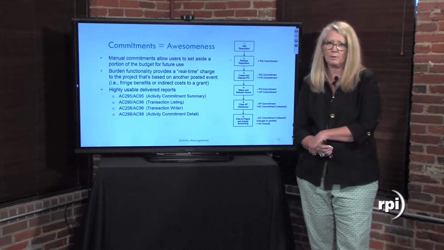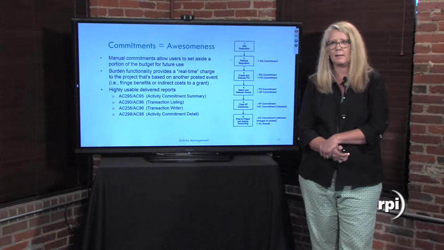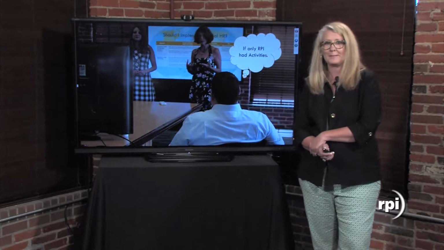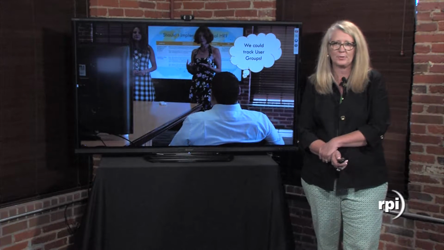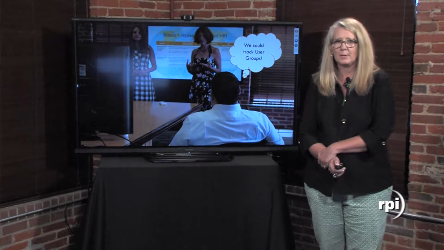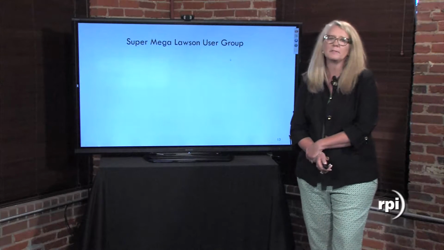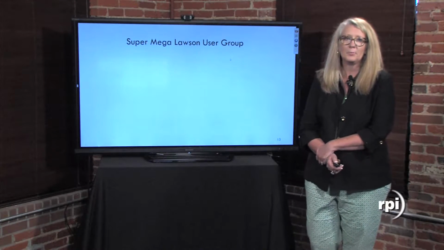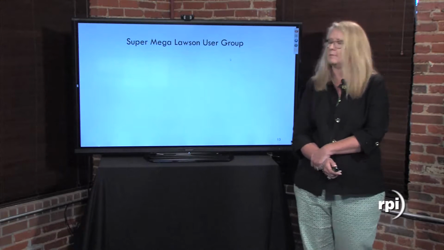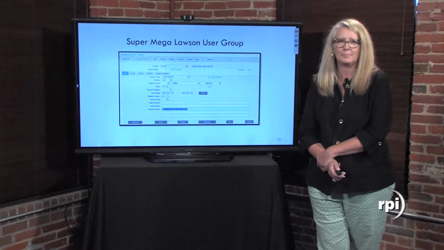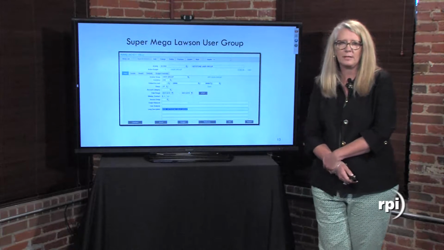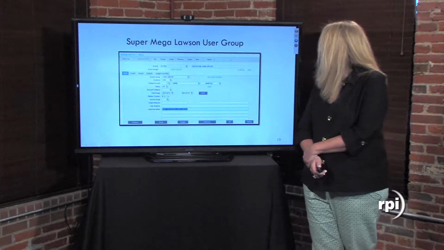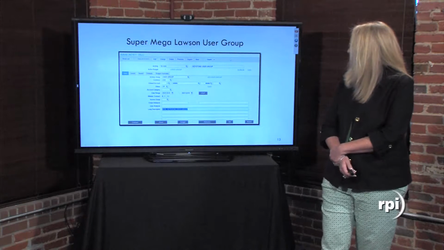And we have here Keith from RPI sitting thinking about how he could use activity management at RPI to help him track user groups. So I'm going to go through a little example of some things that Keith would like to do in order to track commitments or to track user groups in Lawson. In this example that I have on the screen here, we have an activity created called Keystone User Group.